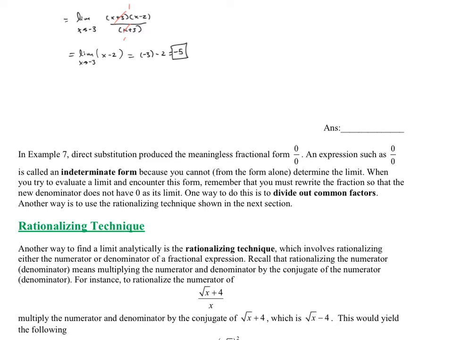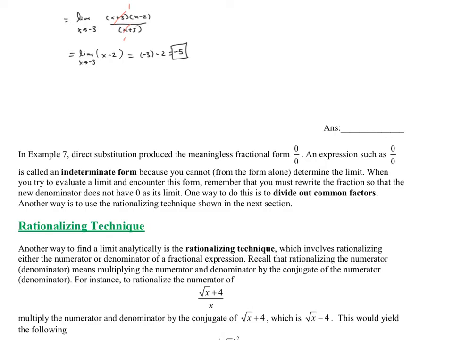It says when you try to evaluate a limit and encounter this form, remember, you must rewrite the fraction so that the new denominator does not have 0 in its limit. The only way to do this is to divide out common factors. Another way to do this is a rationalizing technique shown below. So if it's a quadratic or a polynomial on top and bottom, your technique, if you get 0 over 0, is to factor and simplify.